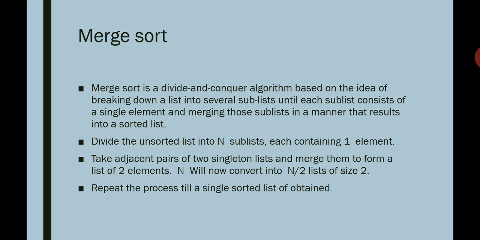Here we are coming to our topic, merge sort. Merge sort is a divide and conquer algorithm based on the idea of breaking down a list into several sublists until each sublist consists of a single element, and merging those sublists in a manner that results in a sorted list. Divide the unsorted list into n sublists, each containing one element. Take adjacent pairs of two singleton lists and merge them to form a list of two elements. Now n will convert into n by 2 lists of size 2. Repeat the process till a single sorted list is obtained.